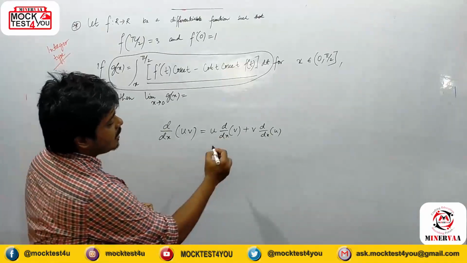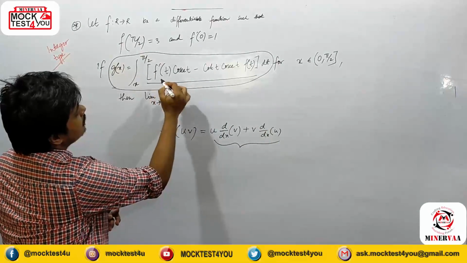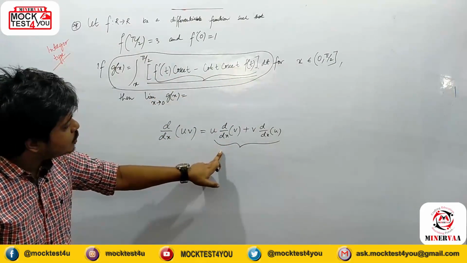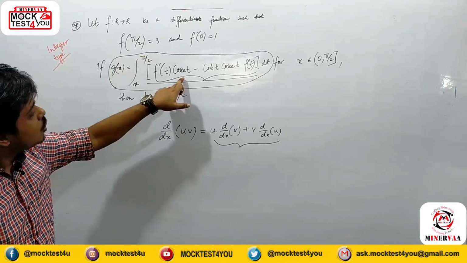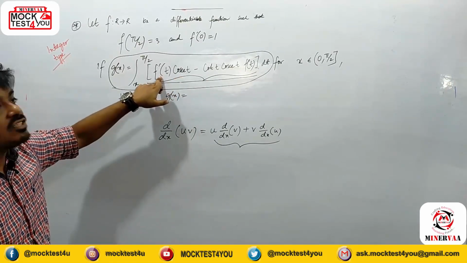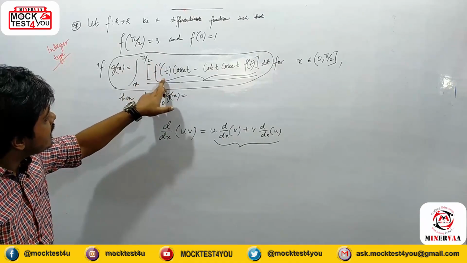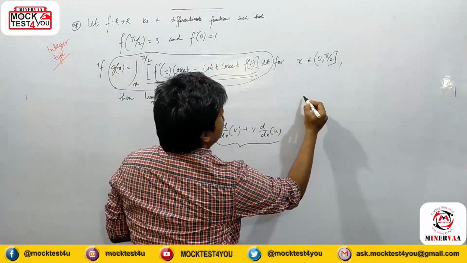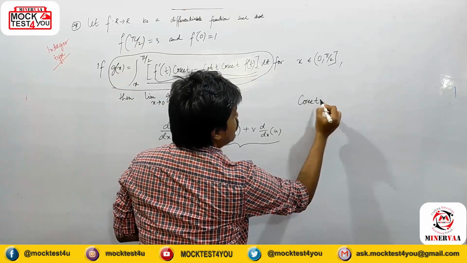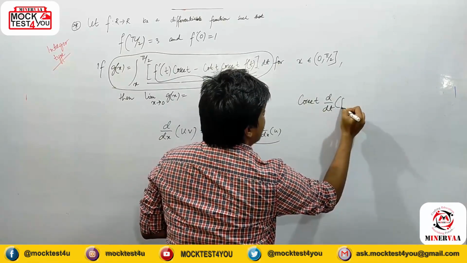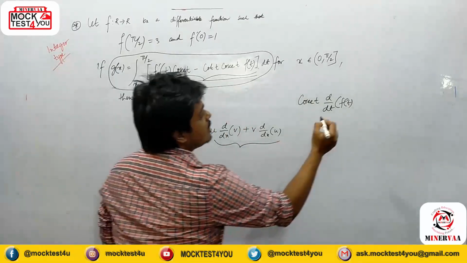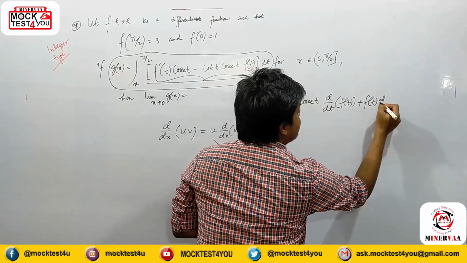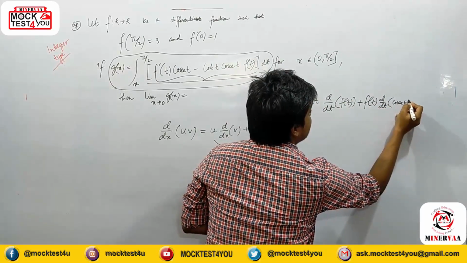Now you see this thing in here. Basically u is what? Look at this one and this one. u is cosec t. So u, that is cosec t, times the differentiation of f(t). Then plus, it looks like minus in there. If I write that properly: cosec t, d/dt of f(t), plus f(t) taken out, d/dt of cosec t. This is what it is.